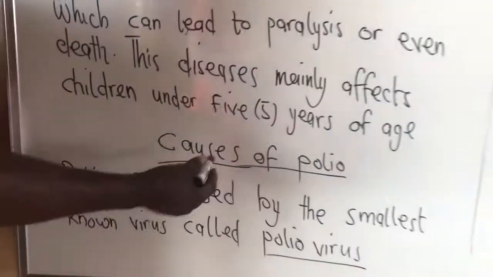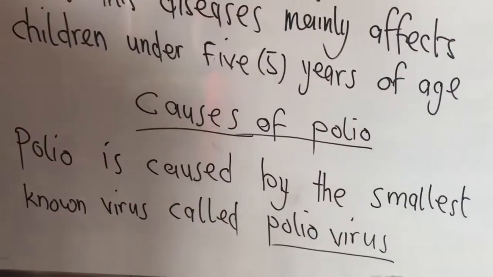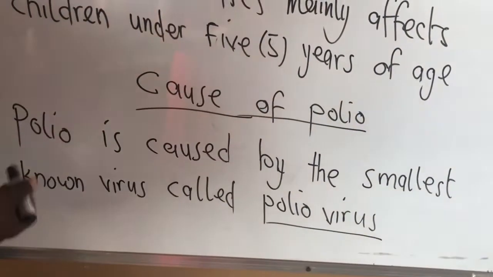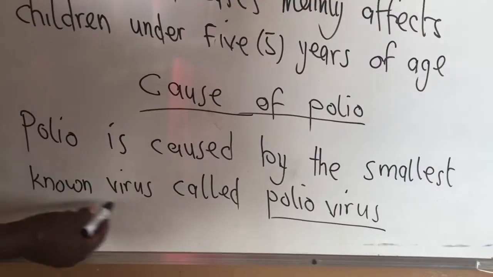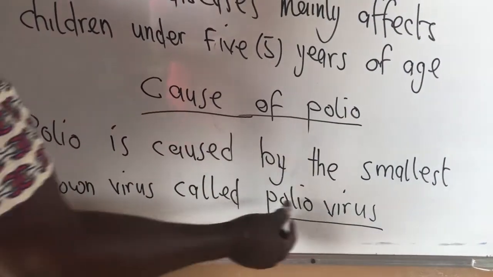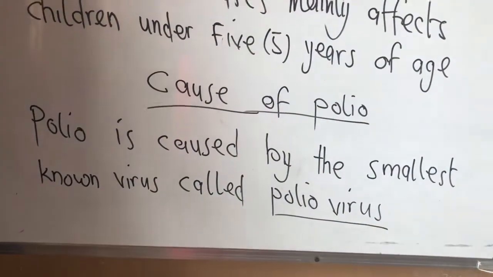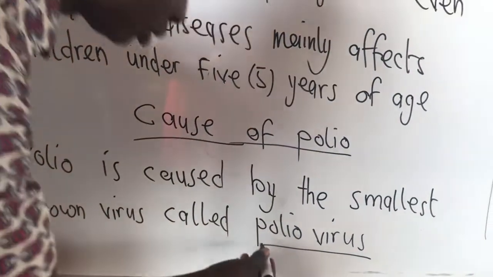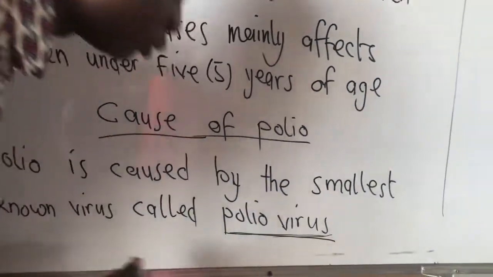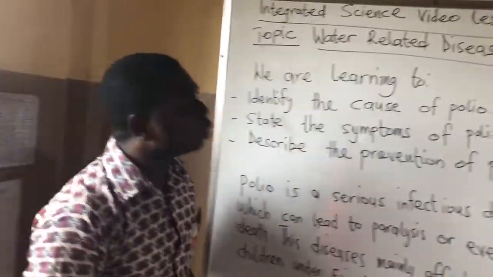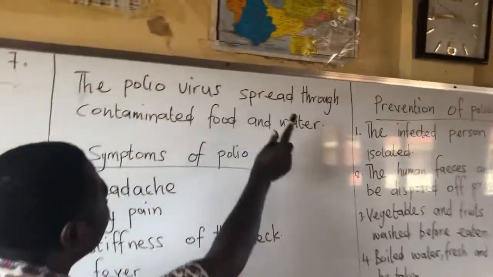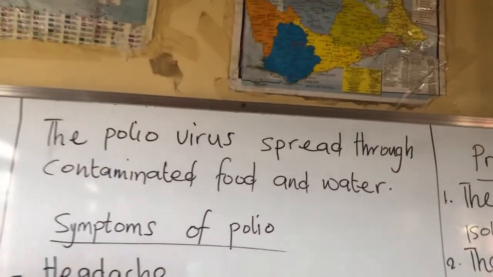Now, what is the cause of polio? Polio is caused by the smallest known virus called poliovirus. The virus that causes polio is poliovirus, and it's very tiny, very small. The poliovirus spreads through contaminated food and water.